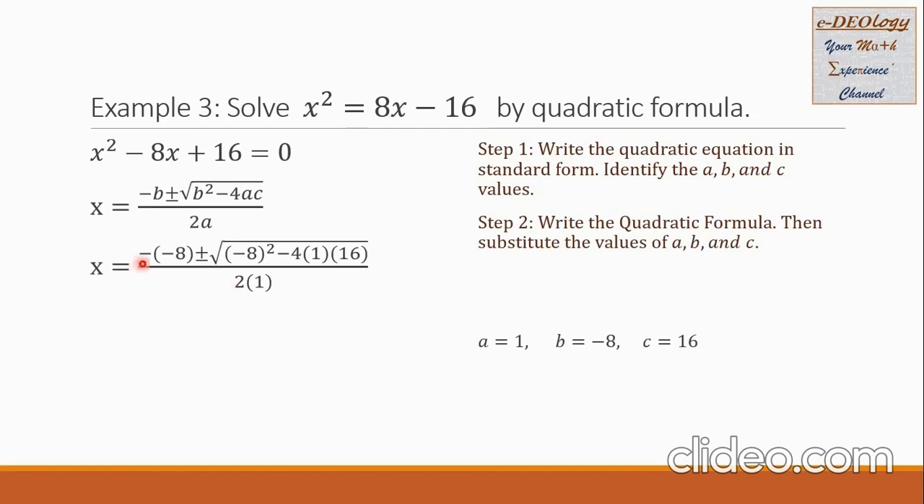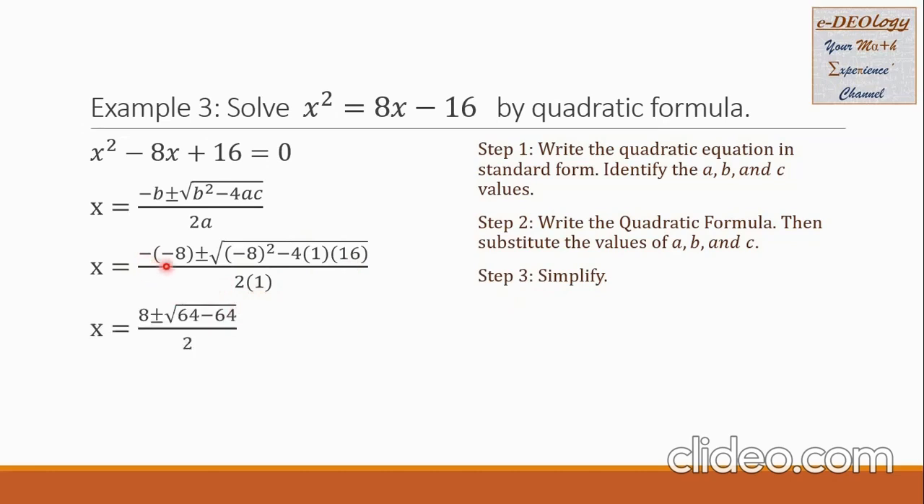So this is now the negative of negative 8 plus or minus the big square root. The square of negative 8 is here, then minus 4 times a, which is now changed into 1, times c, which is now changed into 16, all over 2 times a, and a is now changed into 1. Then step 3, we will simplify the formula.